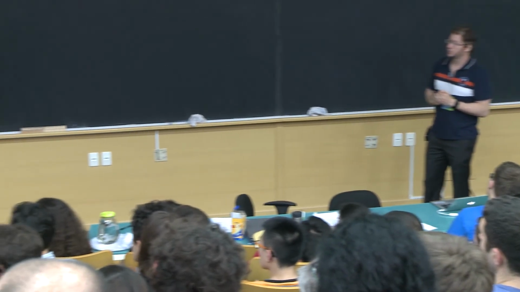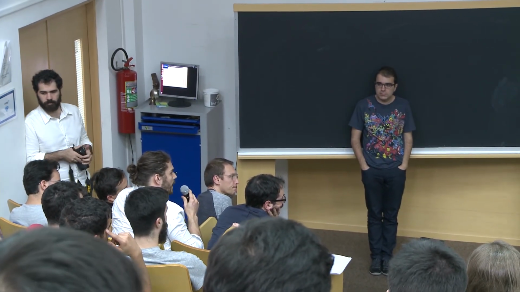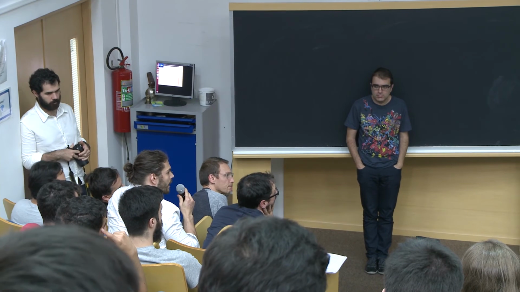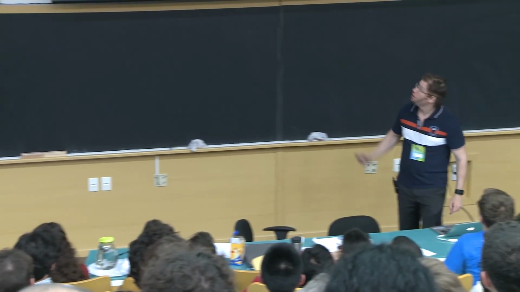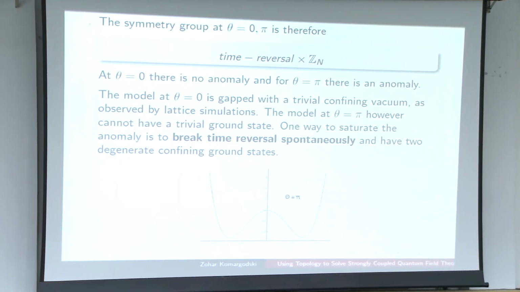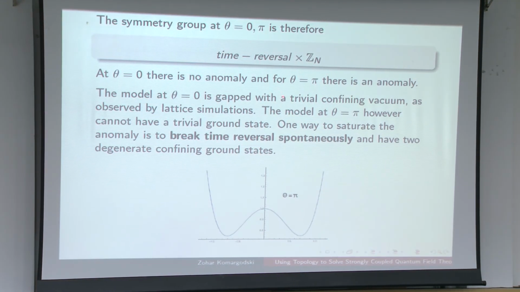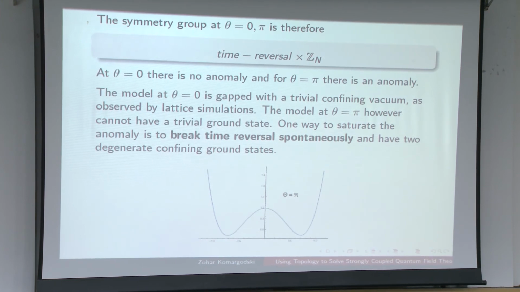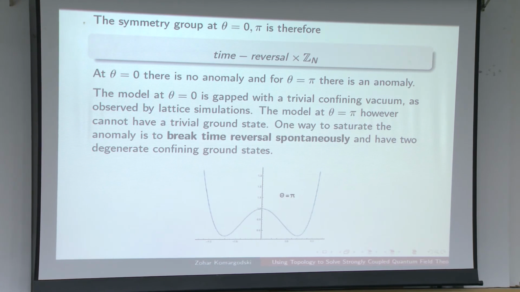But is it clear that time reversal needs to break for any value of n? Oh, that's a fantastic question. So this system has a mixed anomaly between time reversal and Zn. So mathematically speaking, there are two possible ways out. One is to break Zn, the other is to break time reversal. If you break Zn, Zn is a center symmetry. What it means is that the theory deconfines. So quarks, even at zero temperature, would be deconfined. This sounds a little bit implausible, but it's extremely hard to rule out.